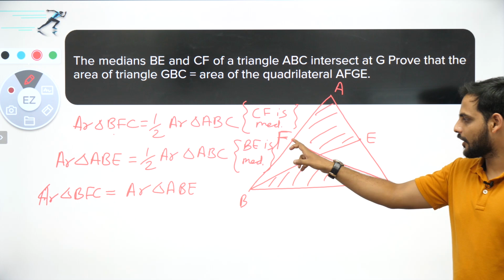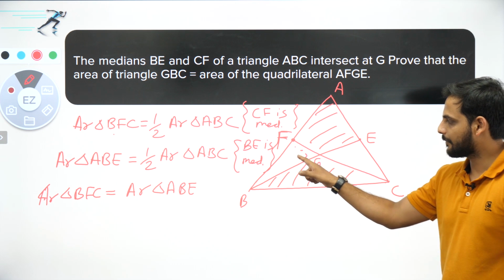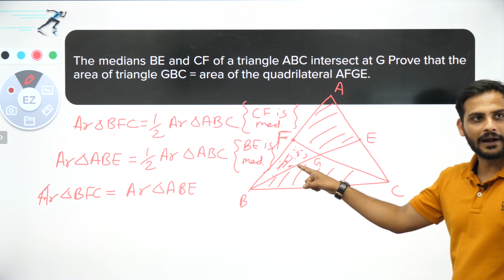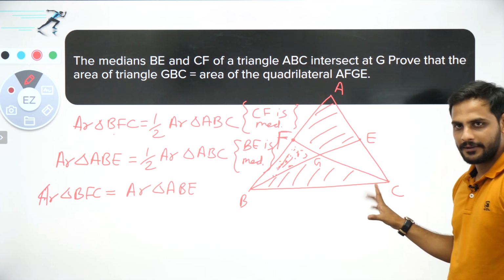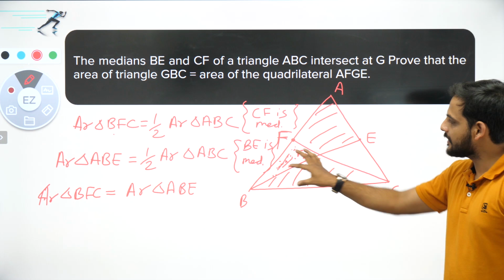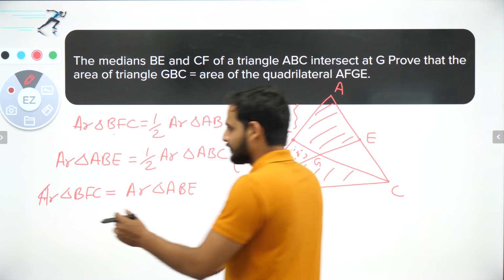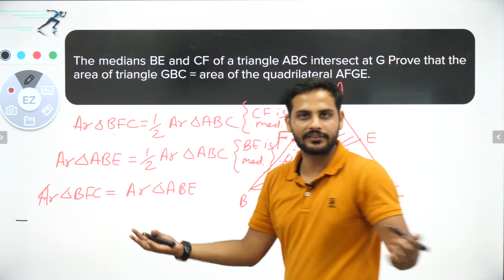See, from the area of triangle BFC, if you remove this extra part which I am showing by the dots, what will I get? BGC. And from ABE, if I remove this extra part, I will get AFGE. So what do I have to do now? Subtract from both sides of the equation. I can subtract anything from both sides of the equation.